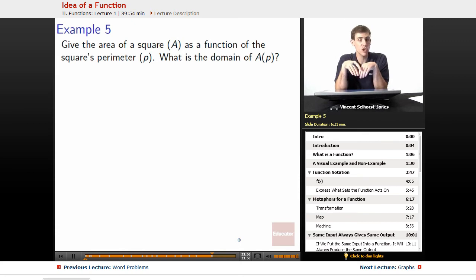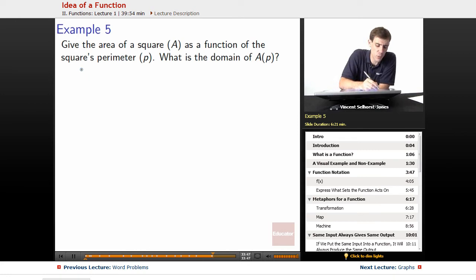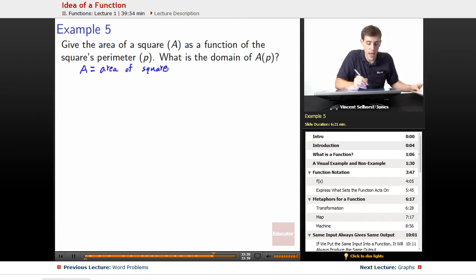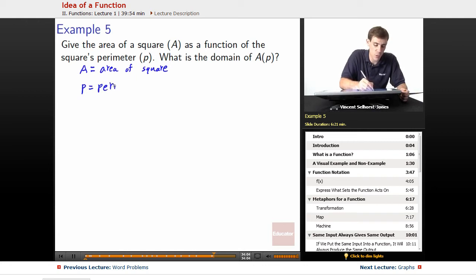Give the area of a square, A, as a function of the square's perimeter, P. And then also say, what is the domain of the area as a function of perimeter? So first, as we talked about in the word problems, let's set up what our variables are. Nicely, this problem already gave us our variables, but we'll just remind ourselves. A is the area of the square, and P is the perimeter of the square.